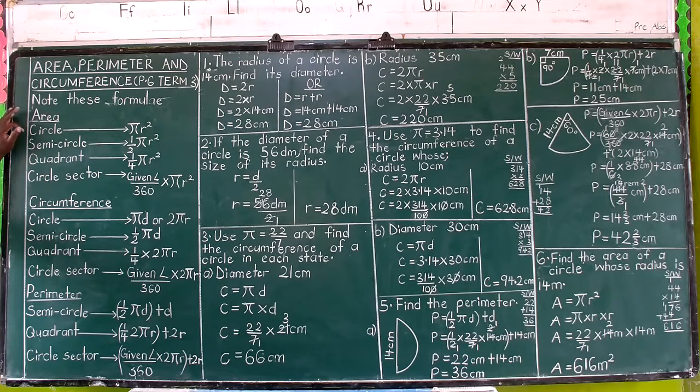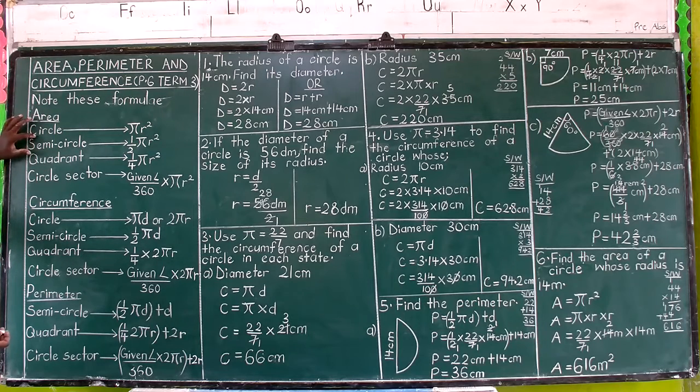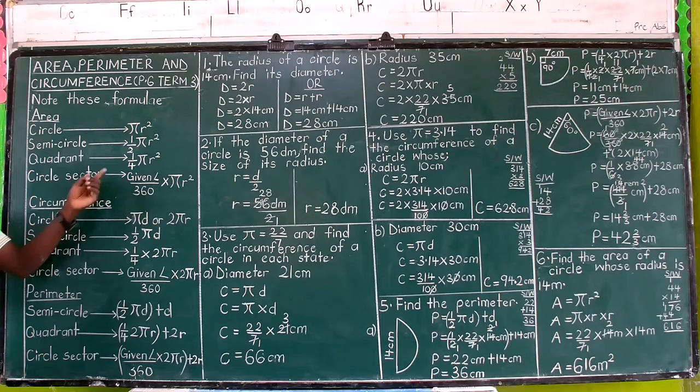Note that when you are asked for the area of the circle, you are going to use pi r squared, where r means radius. You must know the radius of the circle at this juncture. Then for the area of a semicircle, use a half pi r squared. The area of a quadrant is a quarter pi r squared, and the area of any circle sector equals the given angle out of 360 times pi r squared.